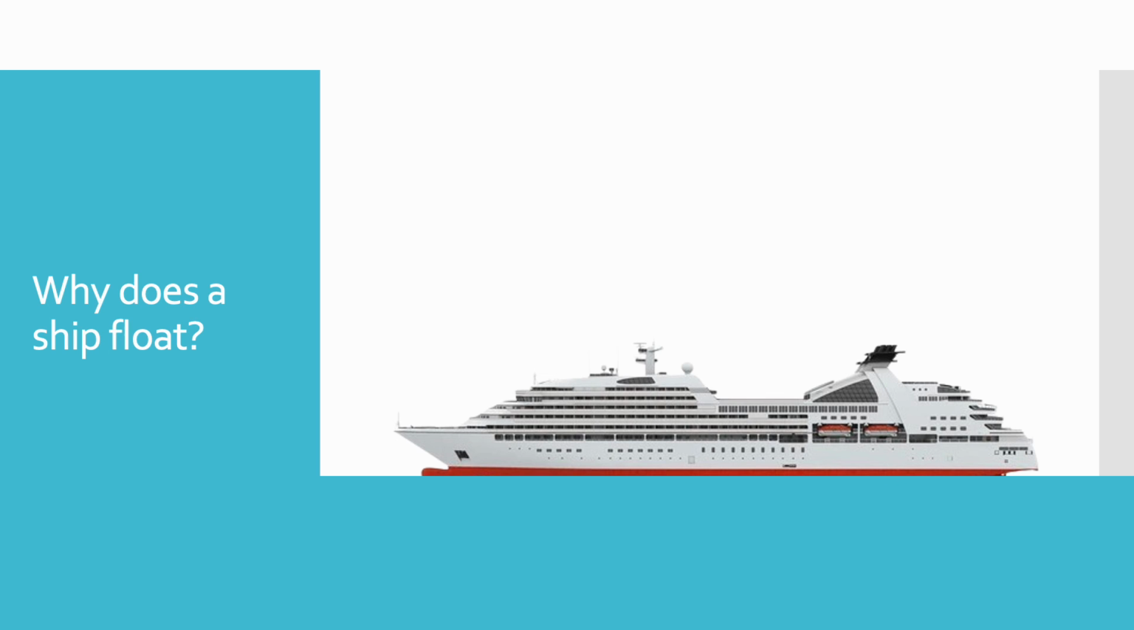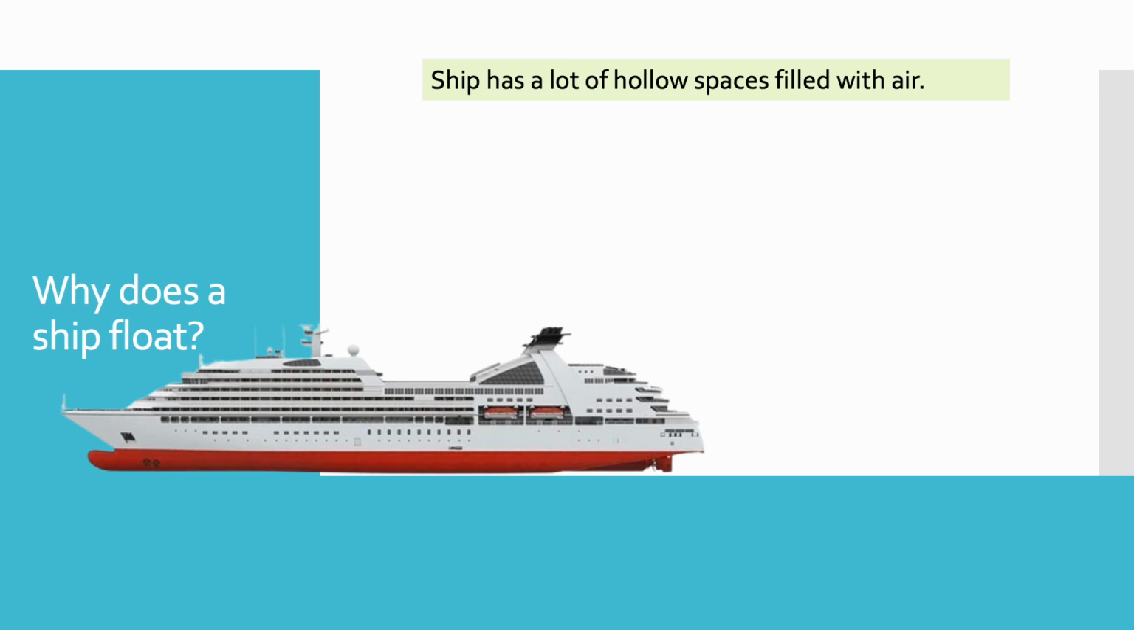Here is the reason a huge iron ship floats while a small iron nail sinks. The ship is not just a solid block of iron. It's built with a lot of hollow spaces, and those spaces are filled with air. So when we calculate the ship's density, we don't just consider the iron, we also include all that empty space inside. Let's use the formula again.